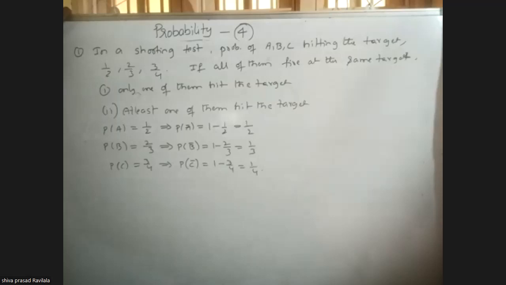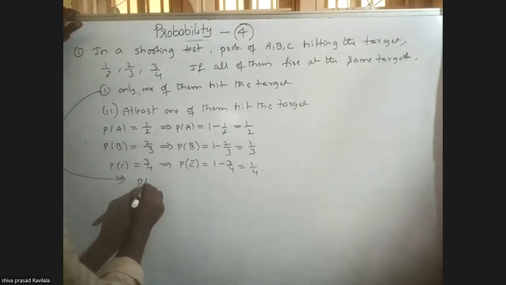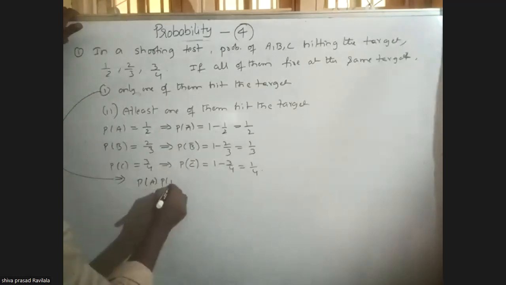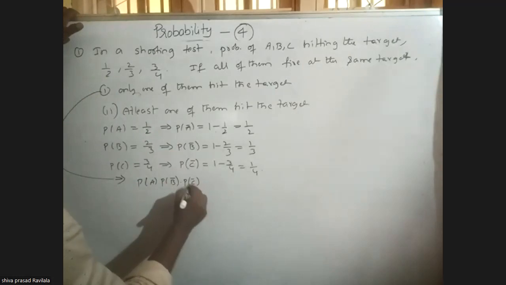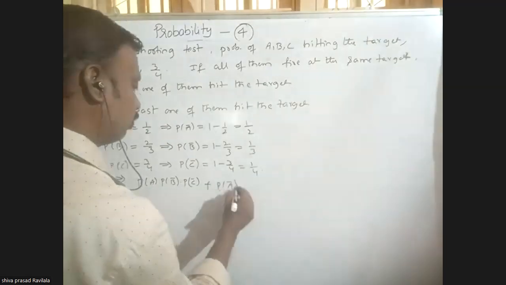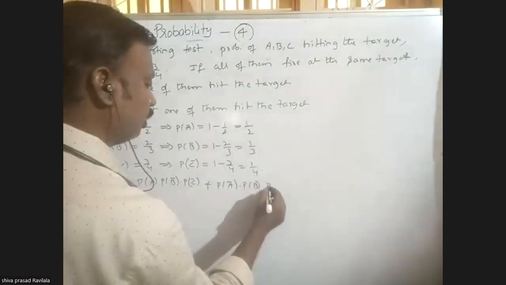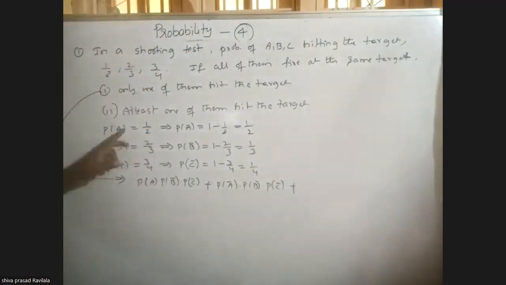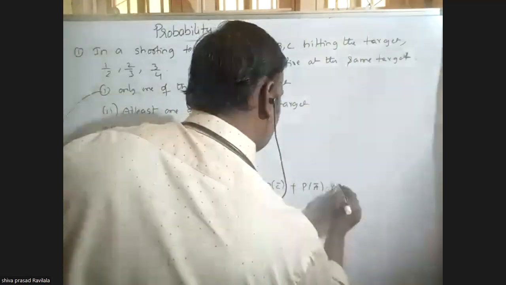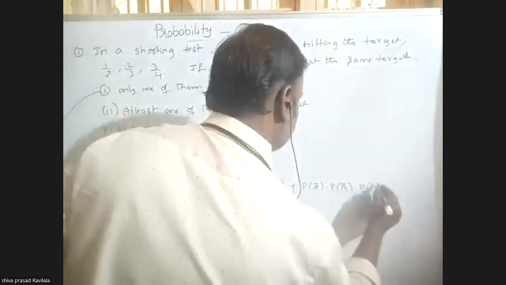What is the meaning of these two? Only one of them: one will pass, remaining are fail. Means what? A pass, B fail, C fail. That is probability of A intersection B complement intersection C complement. You directly write down probability of A into probability of B complement into probability of C complement. Second case, B pass, A fail, C fail. That is probability of A complement into probability of B into probability of C complement. And third one, A fail, B fail, only C pass. That is probability of A complement into probability of B complement into probability of C.